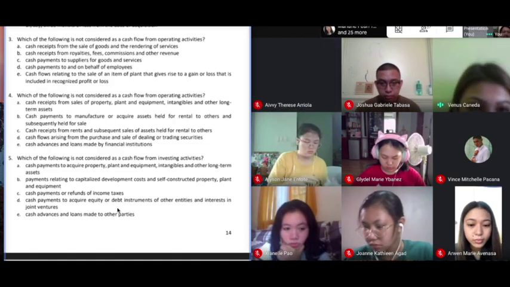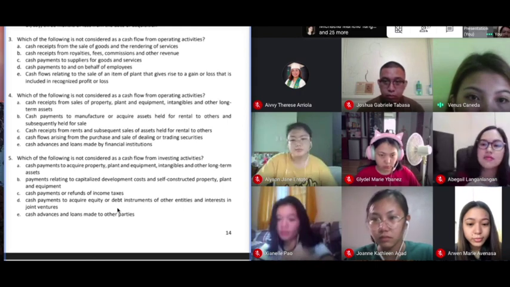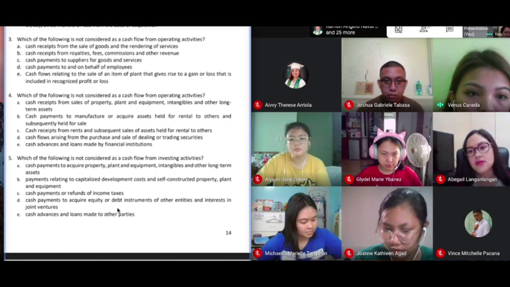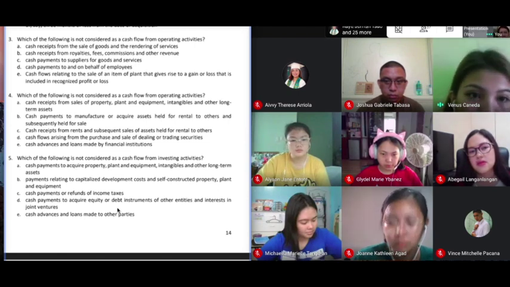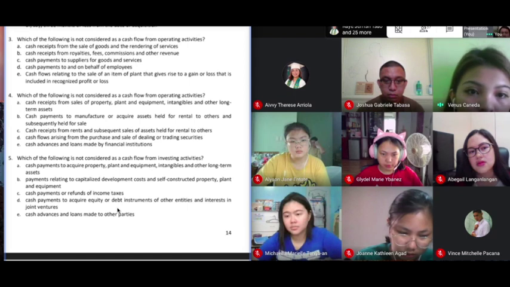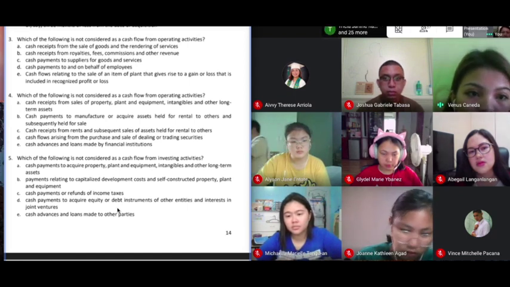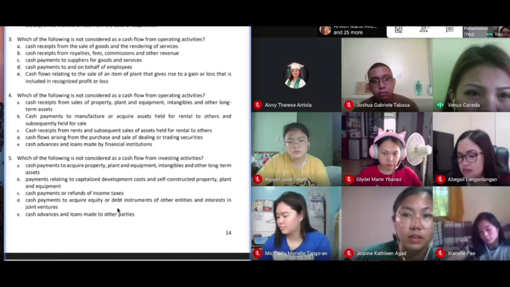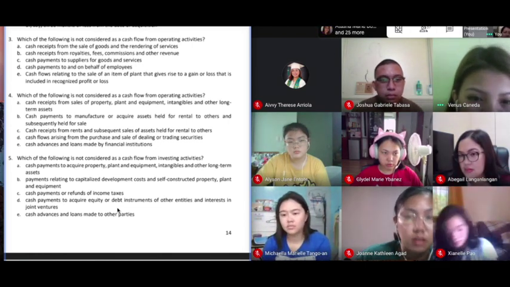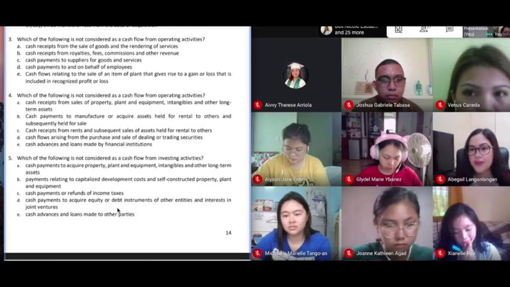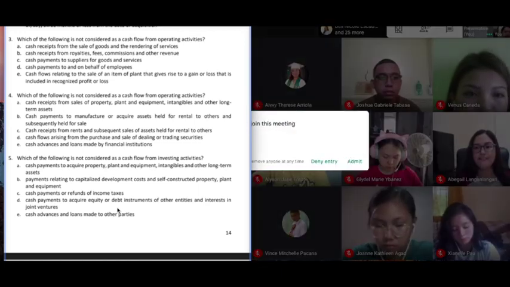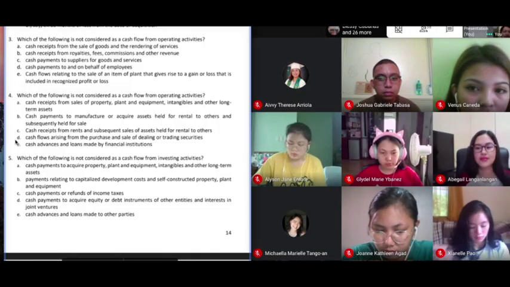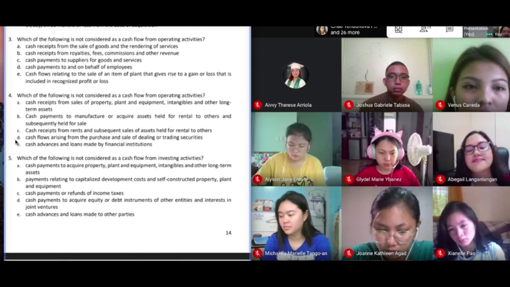Number 3. Which of the following is not considered as a cash flow from operating activities? Letter E. Cash flows relating to the sale of an item of plant that gives rise to a gain or loss that is included in recognized profit or loss. How then should it be treated? Investing. Yes, again, if it involves long-term assets, class, an item of plant, the easiest way to understand here is a factory plant, class. A factory building. So if we're talking about long-term assets, again, it is an investing activity.